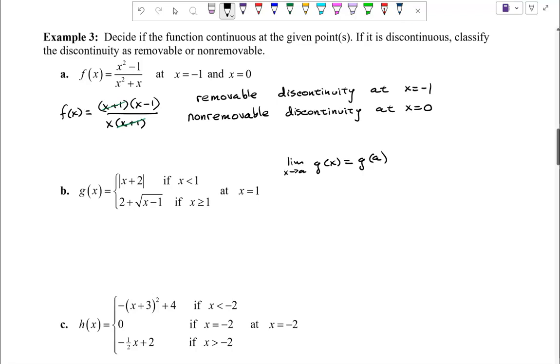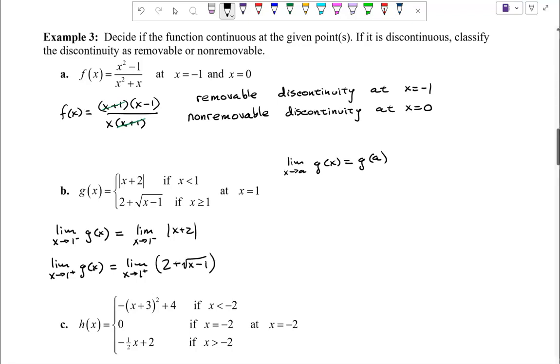So first, if we're going to look at the limit as x approaches 1, because g is defined differently on either side of 1, we're going to start with one-sided limits. In other words, we're going to start with x approaching 1 from below of g of x and compare that with the limit as x approaches 1 from above of g of x. If we're approaching x from below, then we'll be using the absolute value of x plus 2 for g of x. If we're approaching 1 from above, we're going to use 2 plus the square root of x minus 1, like this.